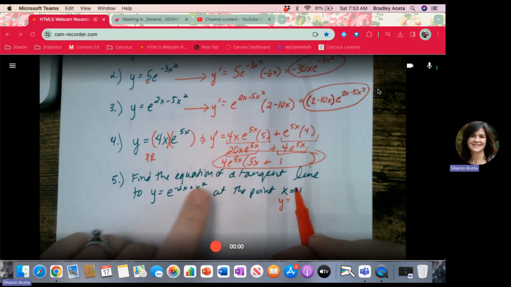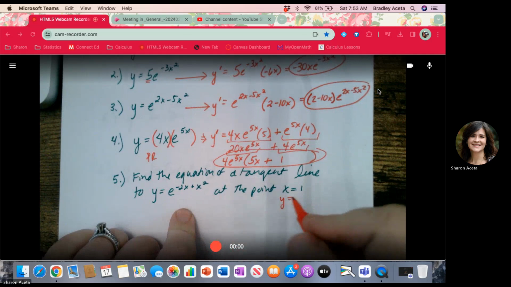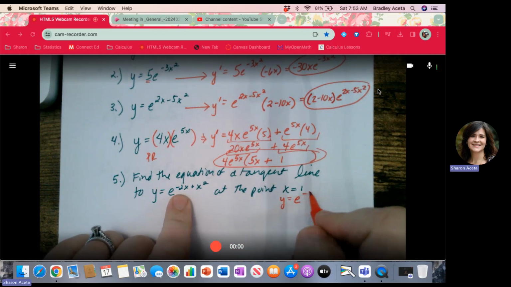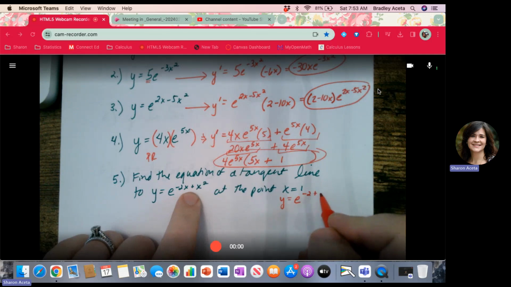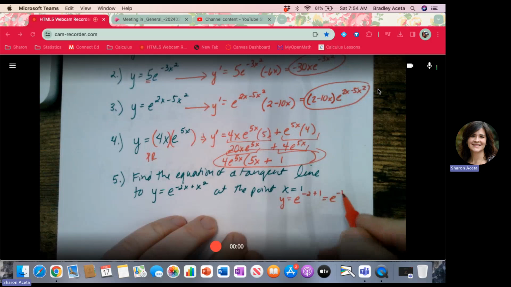Plug 1 into the original. Always plug x into the original. So what would that be? That'd be e to the negative 2 times 1, which is negative 2, plus 1 squared, which is 1. Which is really just e to the negative 1, or even 1 over e.